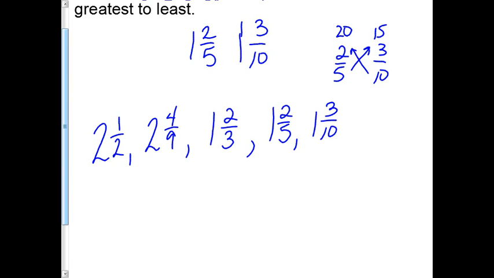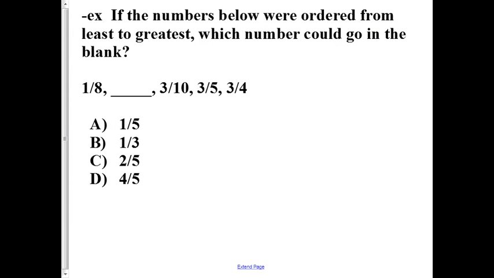All right, one last question to think about. Pause while you read this one and try it, and then hit play and see if you were correct. So if the numbers below were ordered from least to greatest, which number could go in the blank? Well, when I look at this, I know it has to be a number that's less than 3/10 but more than 1/8. When I look at these, it can't be 4/5 because that's more than a half, and both of these fractions are less than a half.